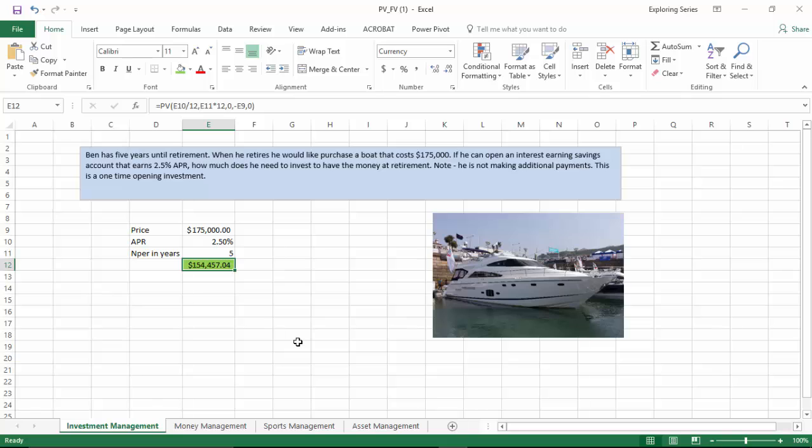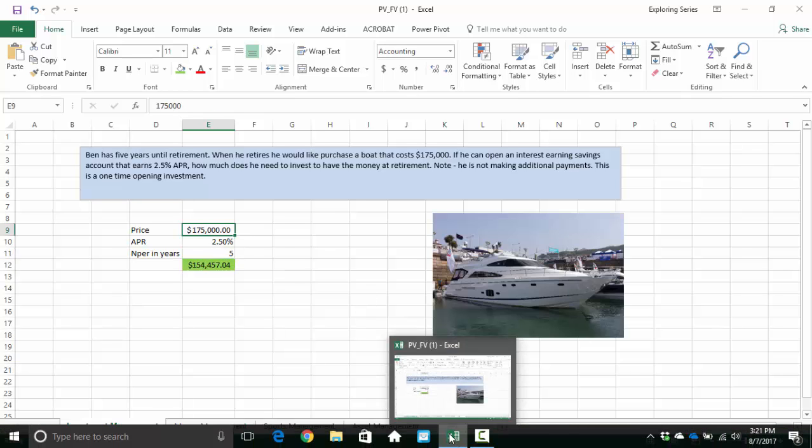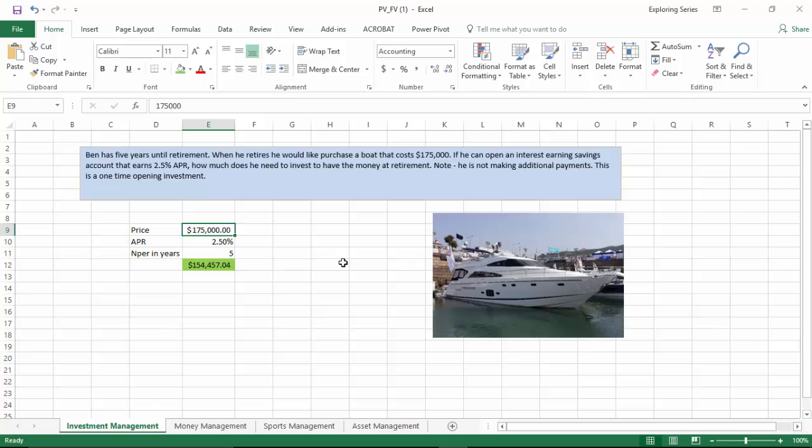That means today, in 2017, if you write a check to your investment guy for $154,457 and some change at a 2.5% annual rate of return over 5 years, you will have $175,000. Now that is very similar to what you could do with the future value function, except we are working in reverse to figure out how much money you need to have today to have $175,000 in 2022, 5 years from now.